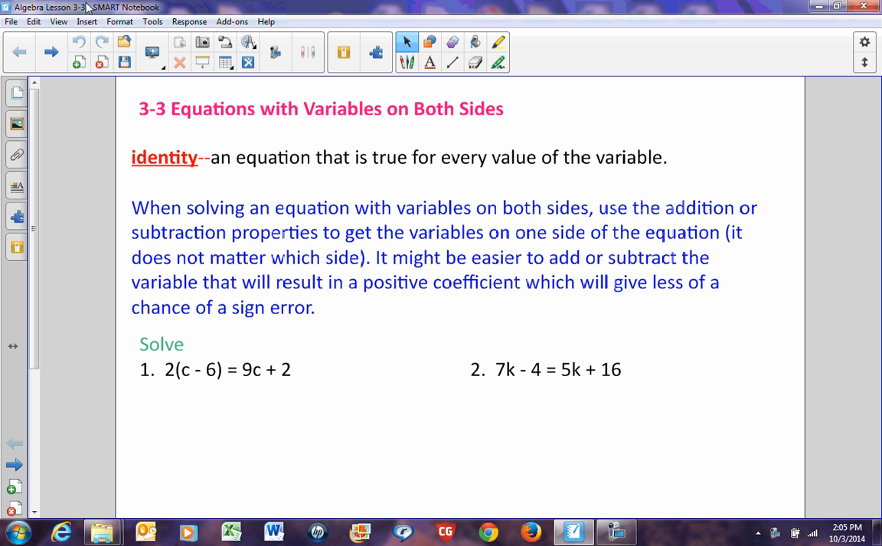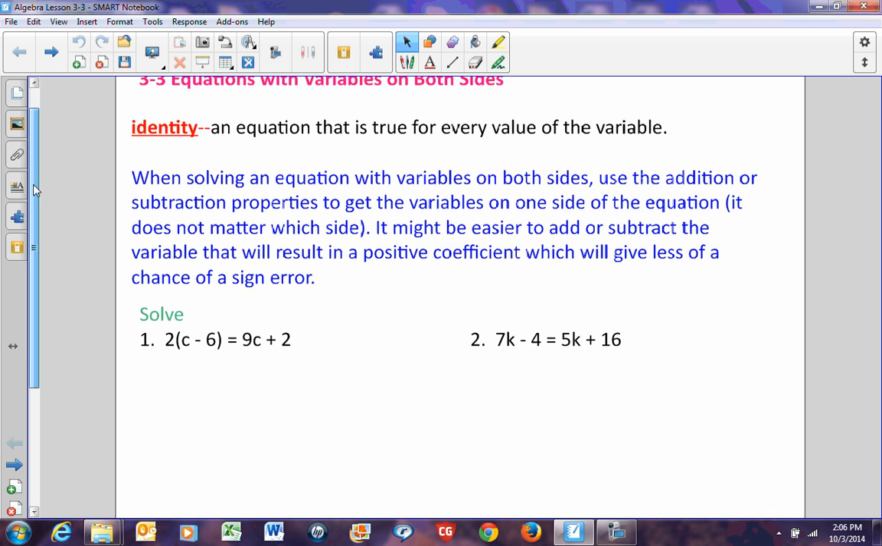Now, when we solve an equation with variables on both sides, we use the addition or subtraction properties to get the variable on one side of the equation. It does not matter which side of the equation you get the variable on, as long as you move all of them to one side or the other. Sometimes people like to move them all to the left side. Sometimes people like to try to get them all to be positive. It really doesn't matter as long as you get all of the variables on one side. Let's look at a couple of these examples.